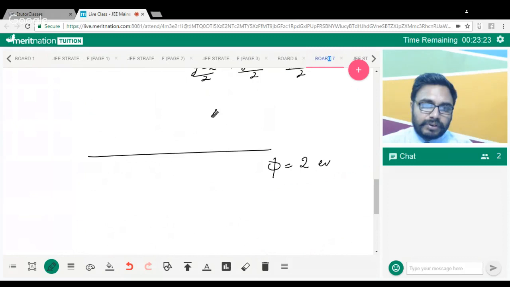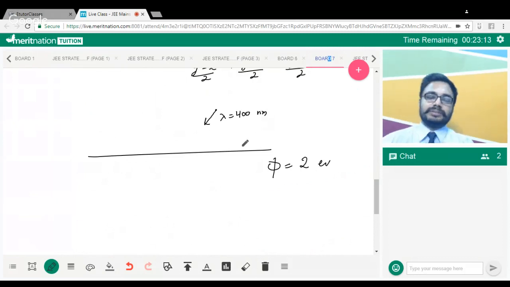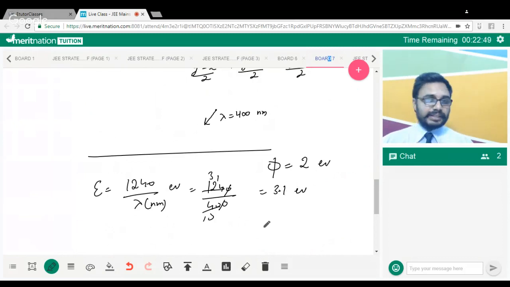So let's say a photon with lambda equal to 400 nanometer is striking on it. Will it be able to eject an electron? One photon is coming up. The energy of a photon is given as 1240 by lambda electrovolt when lambda is in nanometer. So if we put 1240 by 400, 3.1 electrovolt energy is coming up. Its work function is 2. So yes, we will be able to eject one electron out of this metal.